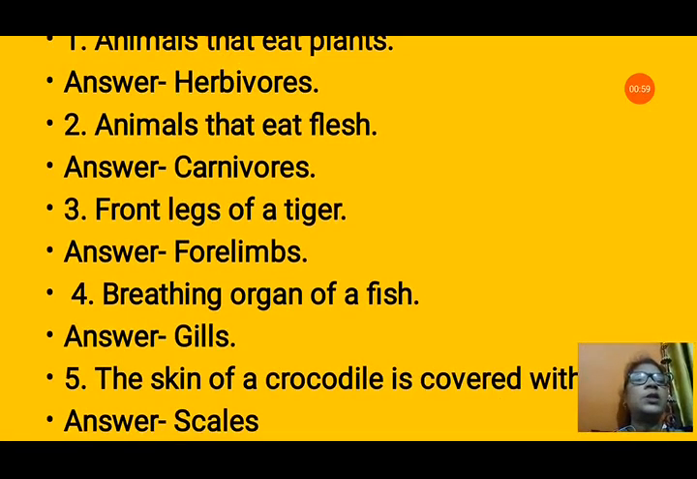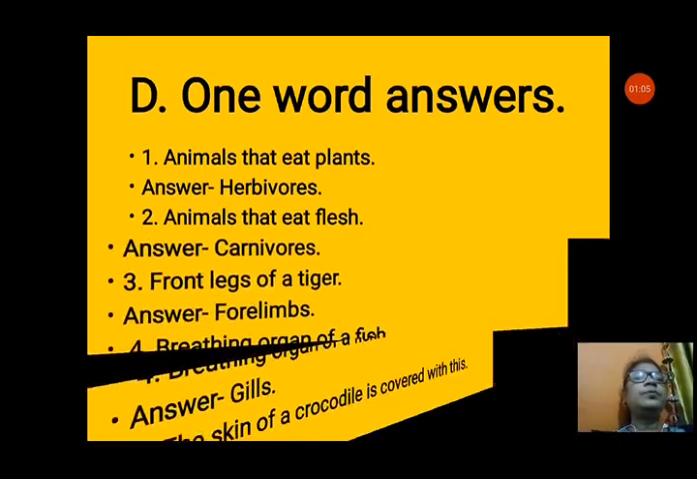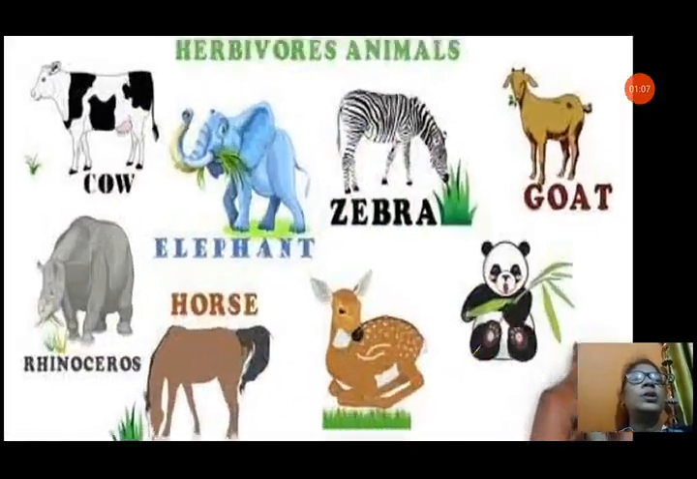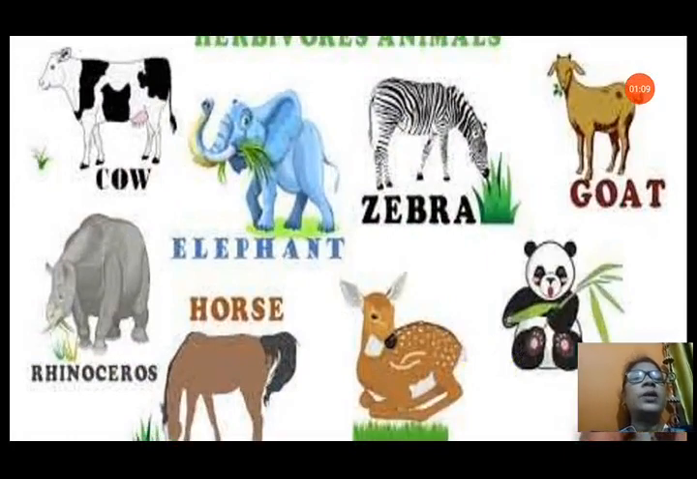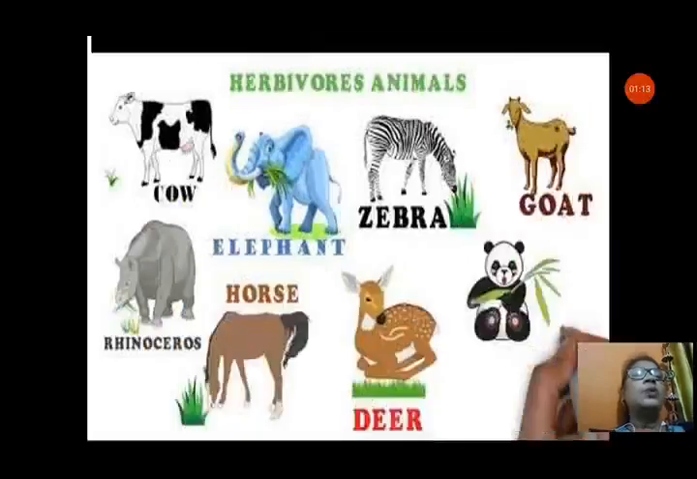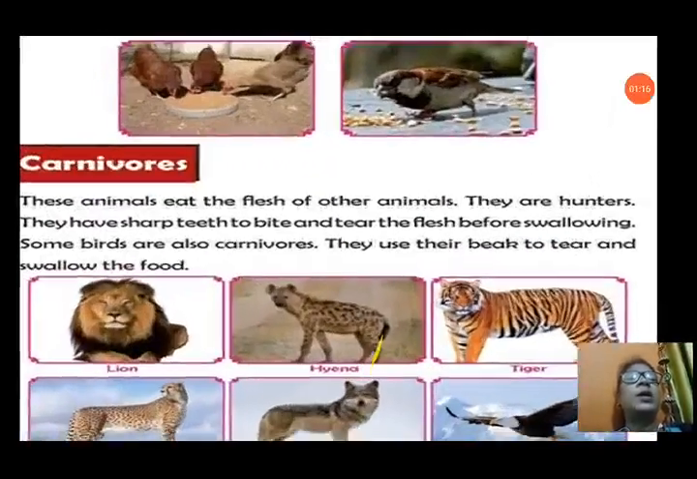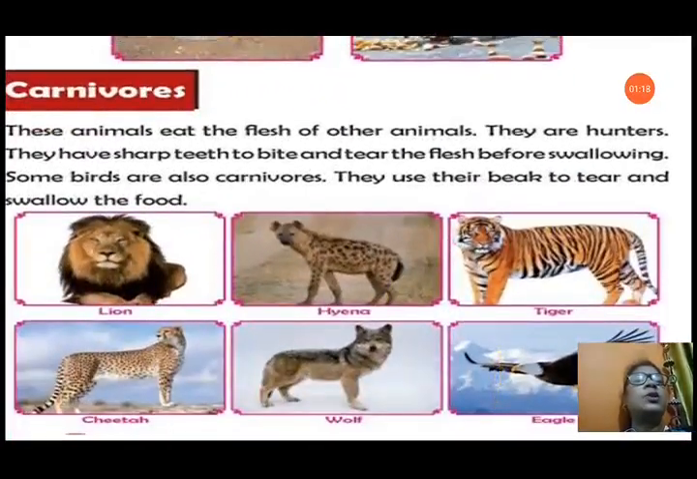Question number 5, the skin of a crocodile is covered with, answer is scales. Crocodile skin is covered with scales. You can see herbivorous animals: cow, zebra, goat, elephant, horse, rhinoceros. These are herbivorous animals. They depend on plant products. Here carnivorous animals, these animals eat the flesh of other animals. You can see different types of carnivores: lion, cheetah, wolf, hyena, tiger, eagle, etc.